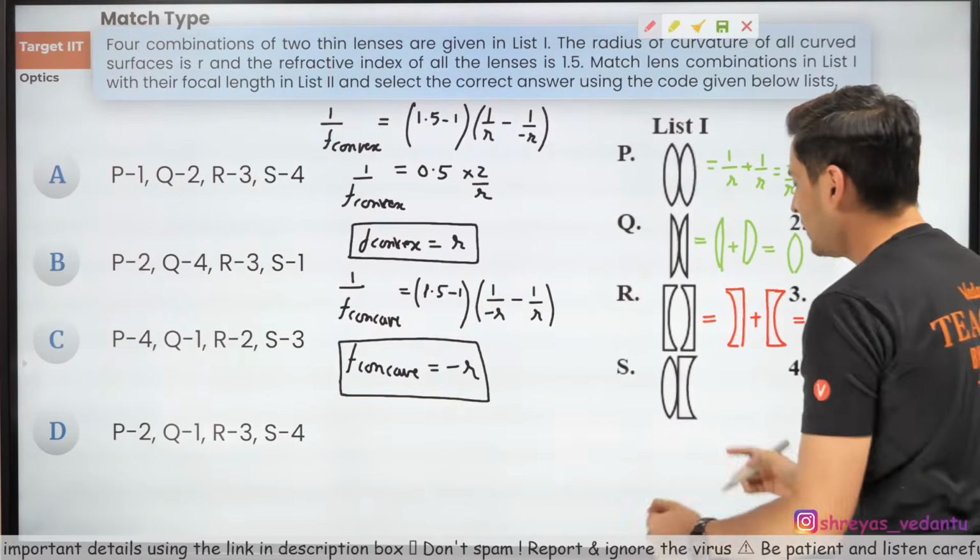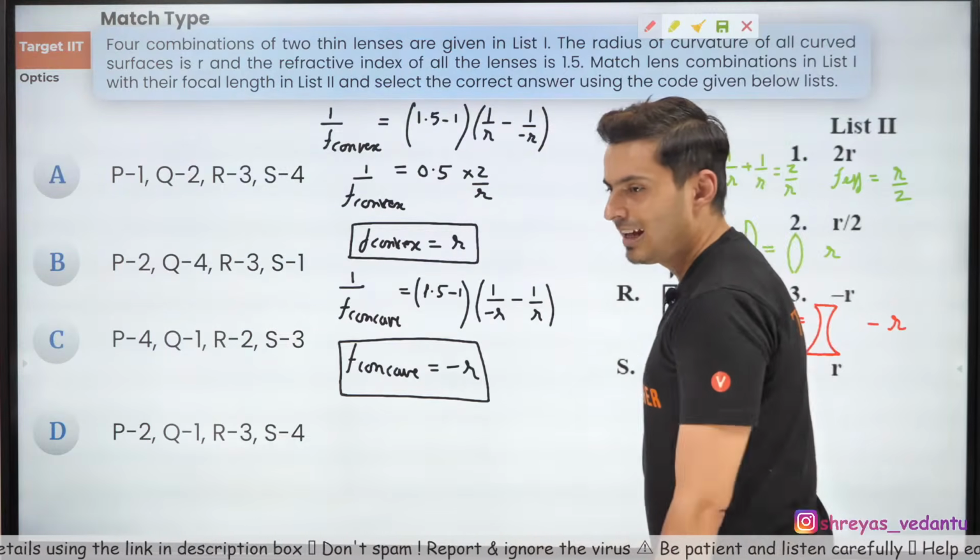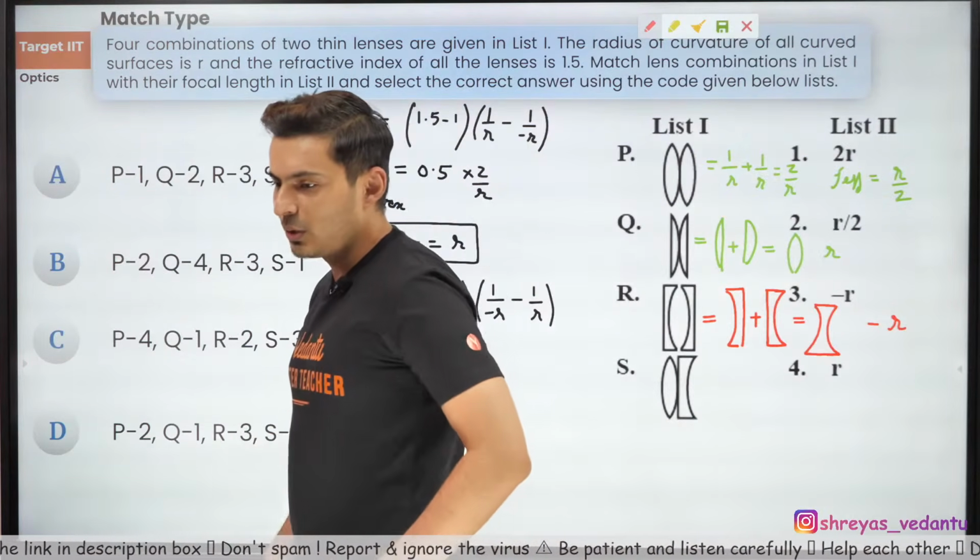For the last one, you need to be a little bit careful. For the last one. Yep. So what do you need to do?